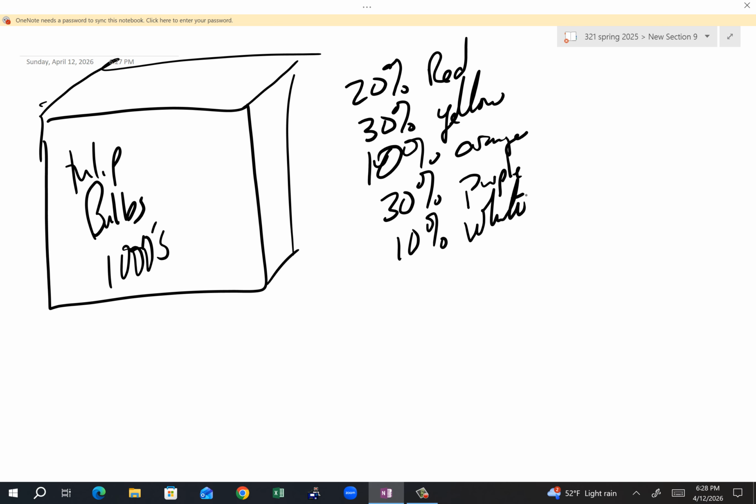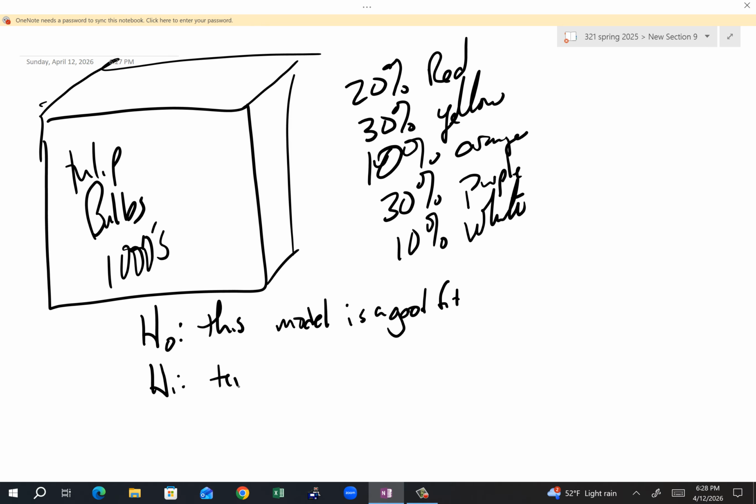Wait, that sounds like H naught. I know. So H naught is always that this model is a good fit, or this model is true. You can think of it that way, but we normally say it's a good fit. This is the model. And H1 is, of course, that it's a terrible model. It doesn't fit at all. Alpha 0.05 as per usual.